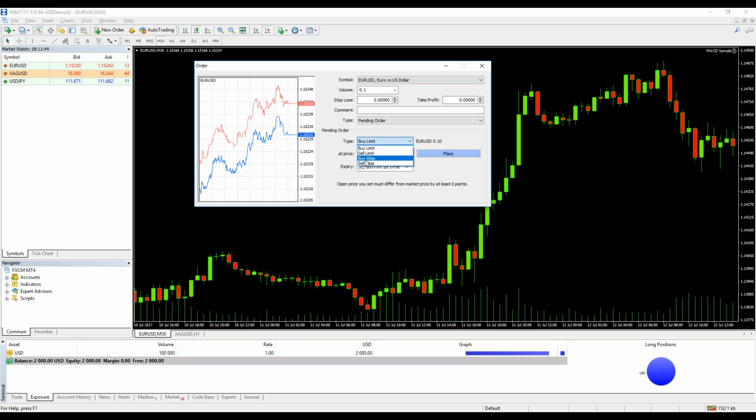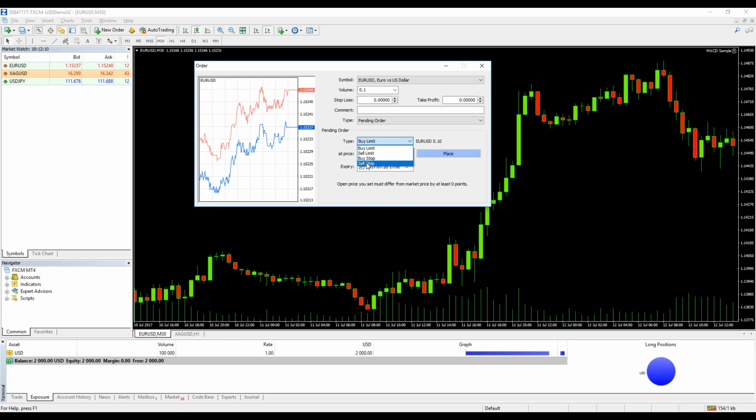Stop buy or buy stop, this is when you want to buy at a higher price than the current one. Stop sell or sell stop is when you want to sell at a lower price than the current one. So I'm just going to run through it again because, again, very important. If you don't select it correctly, it will give you an off quote error or an error code 136, and your trade won't be able to be placed, and you'll just get frustrated.